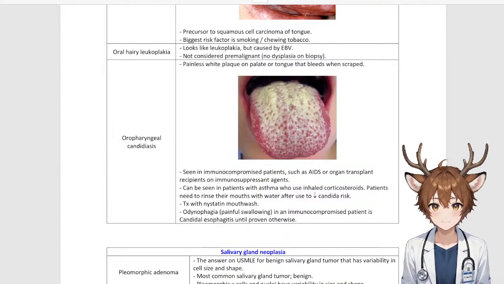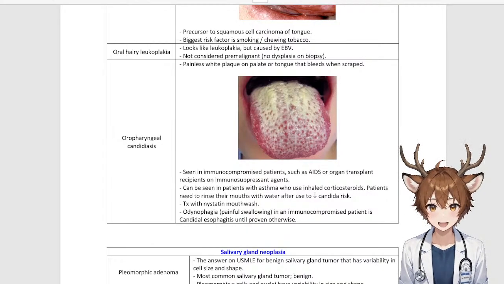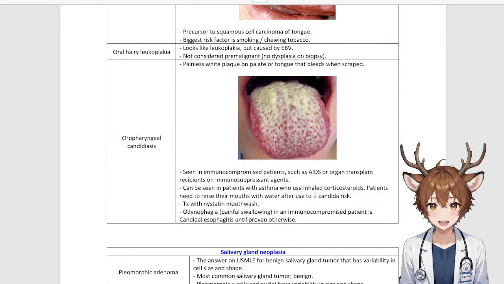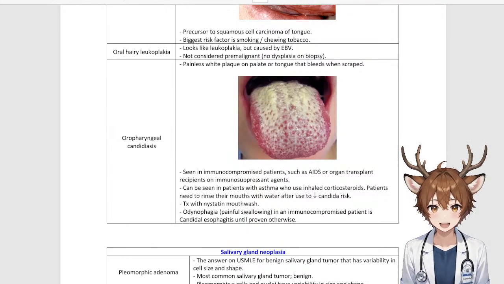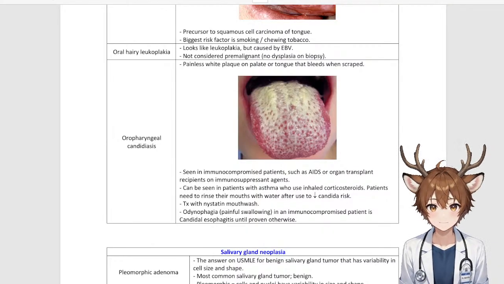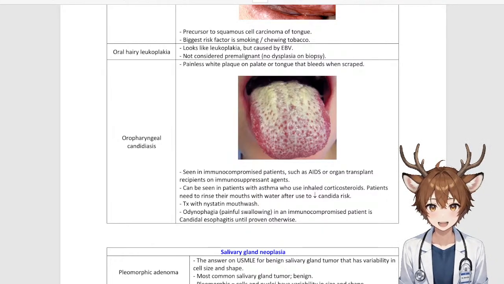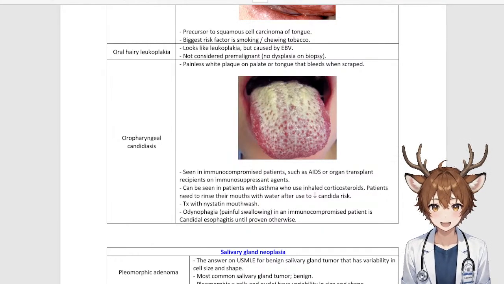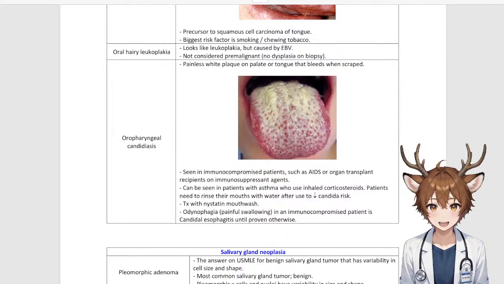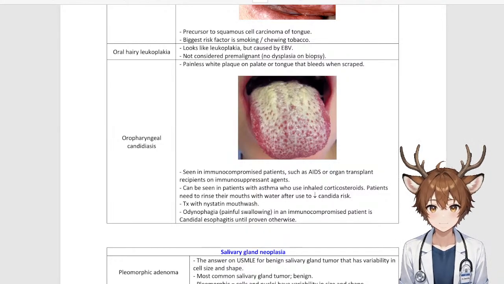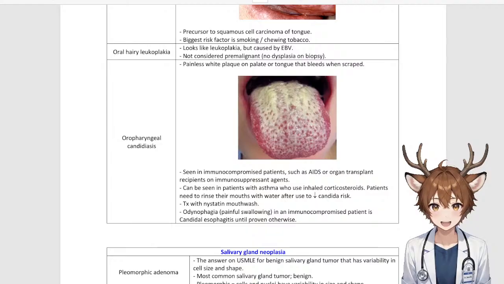Oropharyngeal candidiasis. Painless white plaque on palate or tongue that bleeds when scraped. Seen in immunocompromised patients such as AIDS or organ transplant recipients on immunosuppressant agents. Can be seen in patients with asthma who use inhaled corticosteroids. Patients need to rinse their mouth with water after use to decrease the candida risk. Treatment would be with nystatin mouthwash. Odynophagia, or painful swallowing, in an immunocompromised patient is candidal esophagitis until proven otherwise.